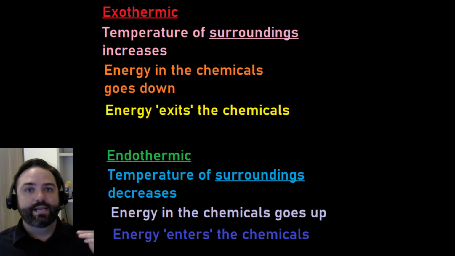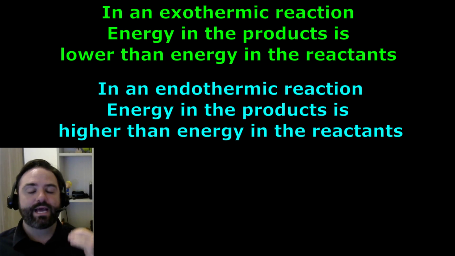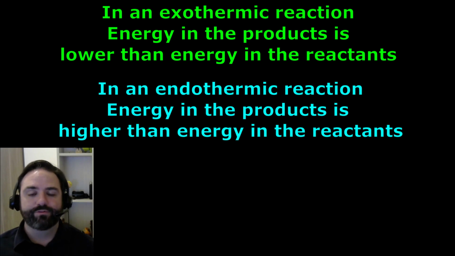But in an exothermic reaction, the amount of energy in the products is lower than the amount of energy in the reactants because energy has exited the system, the chemicals. In an endothermic reaction, the amount of energy is higher in the products than it is in the reactants, in the chemicals themselves. That's because the energy has come from the surroundings.